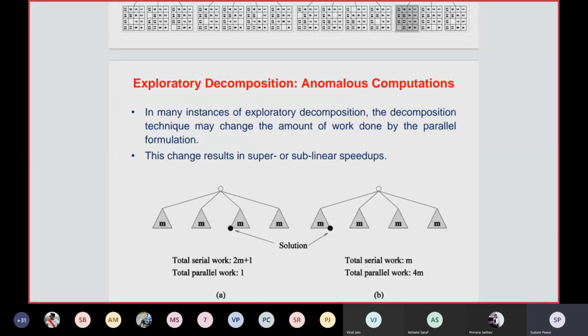And in case of the right side example, the solution may be obtained by executing the first subtask itself. So total serial work will be only m, and total parallel work will be 4m if you are executing it concurrently. So this is regarding the amount of work done during that computation.